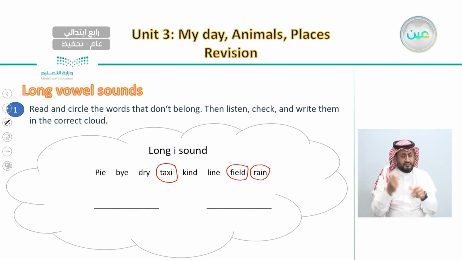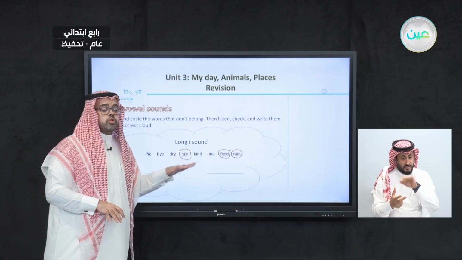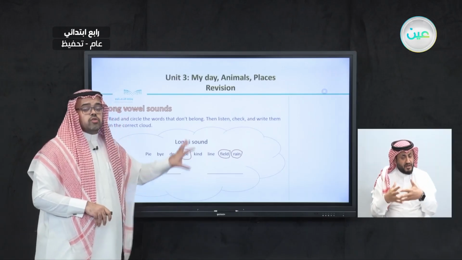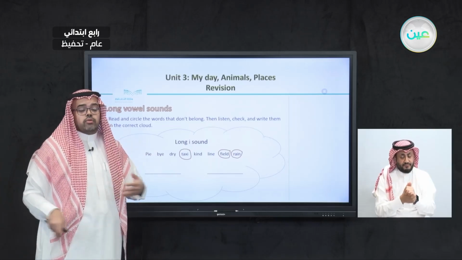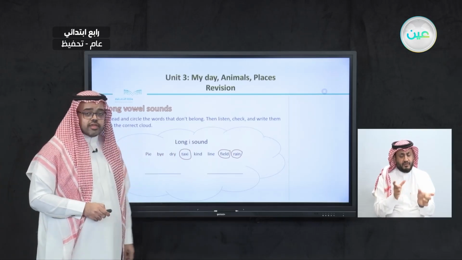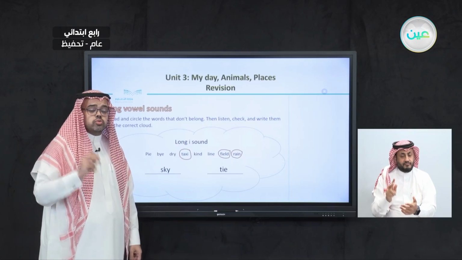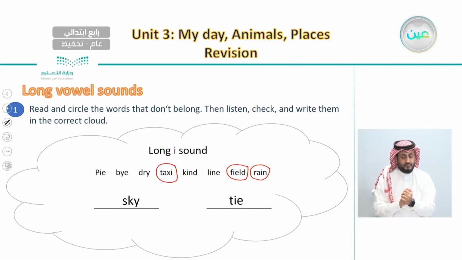So here we did circle three words that do not belong to the same sound. After we circle them, we need to take them and put them in the other cloud. But what should we put instead? We should put two words, which are sky and tie. Sky and tie.